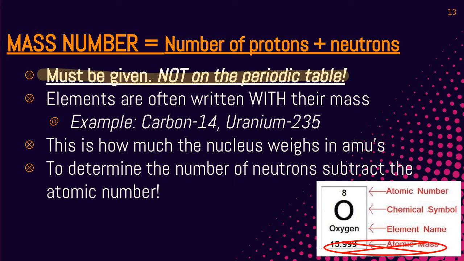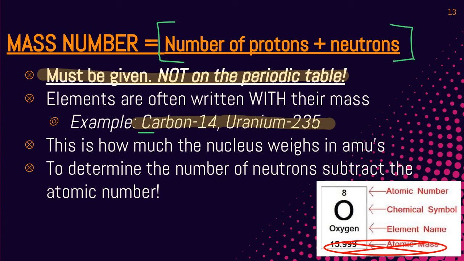Mass must be given. We can't just imagine what the number of neutrons is, and we can't use that weird decimal number from the periodic table. We have to be given the mass number. And conveniently, elements are often written with it, as we learn isotope notation later on. For example, carbon-14 is a carbon atom with a mass of 14. Uranium-235 is a uranium atom with a mass of 235. This mass number is the number of protons plus the number of neutrons.